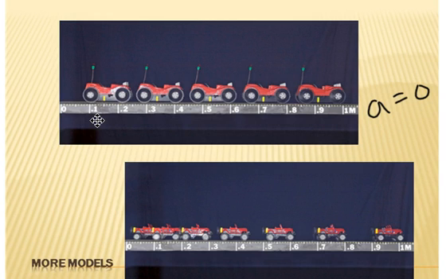Now, in the one below, that's a different situation. You'll notice that in each strobe photo, the car is going a further distance each time. So this time it's going to have a positive acceleration. Okay, a positive value.